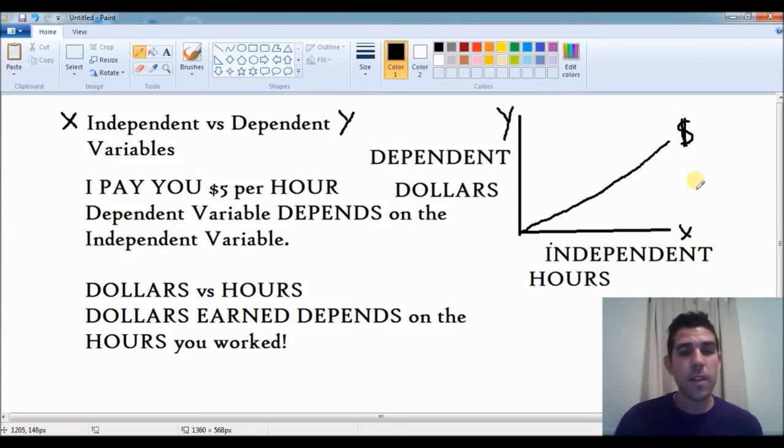And as we get further into algebra, we'll start comparing different things, like the time that you walk and the distance you travel. Time and distance are very popular to compare. Well, that's it, and I'll see you in class.